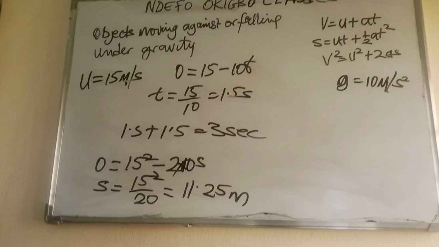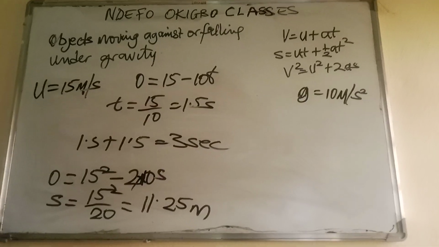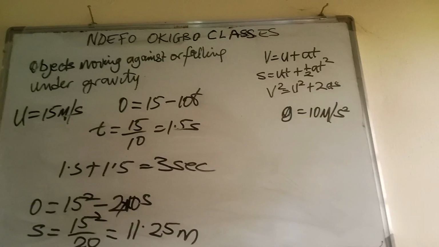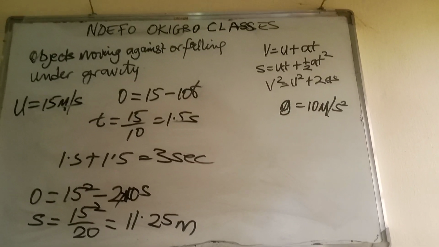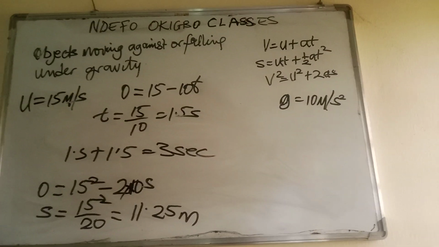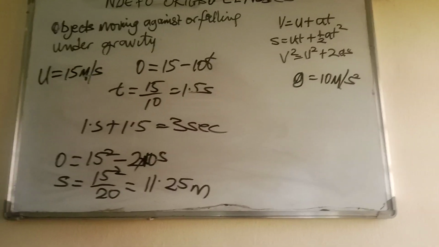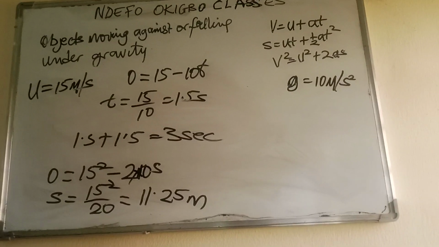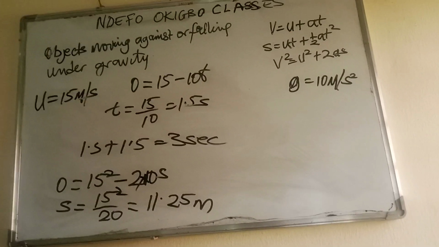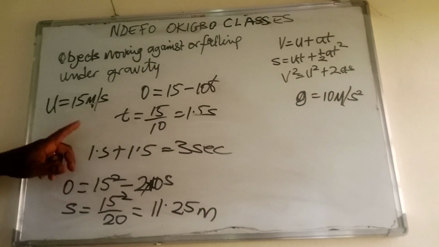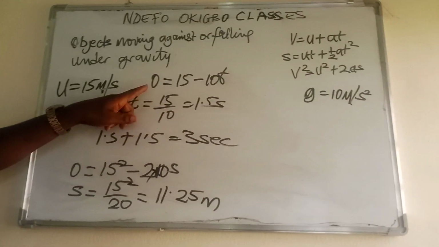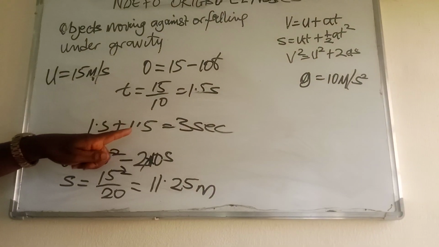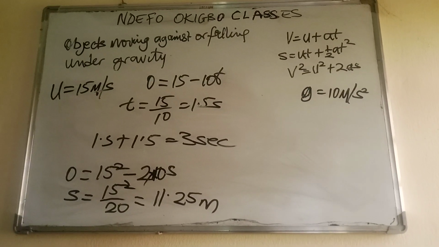So the question says, a ball is kicked vertically upward from the ground with a velocity of 15 meters per second. A, how long did it take the ball to come back to the ground? We got the time it took to get to the highest height to be 1.5 seconds using the first equation. We now multiply it by 2. That's how I got 3 seconds, what it used to go up and come down.